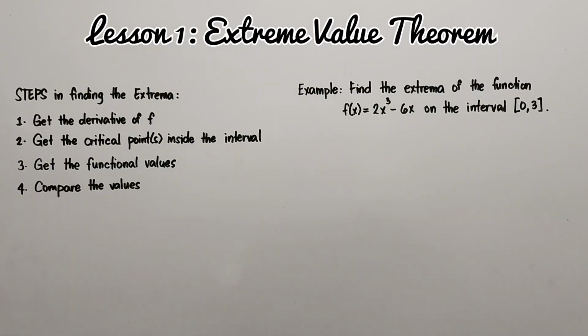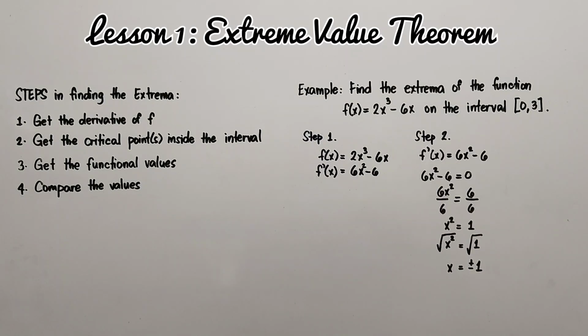Algebraically, we have to follow the 4 steps. The derivative of the function f(x) is equal to 6x² − 6. Next, we get the critical points inside the interval by equating the derivative of the function to 0. 6x² − 6 = 0. By simplifying, we have x equals positive and negative 1. We have 2 critical points. We consider only positive 1 because at the interval [0, 3], negative 1 is out of bound.